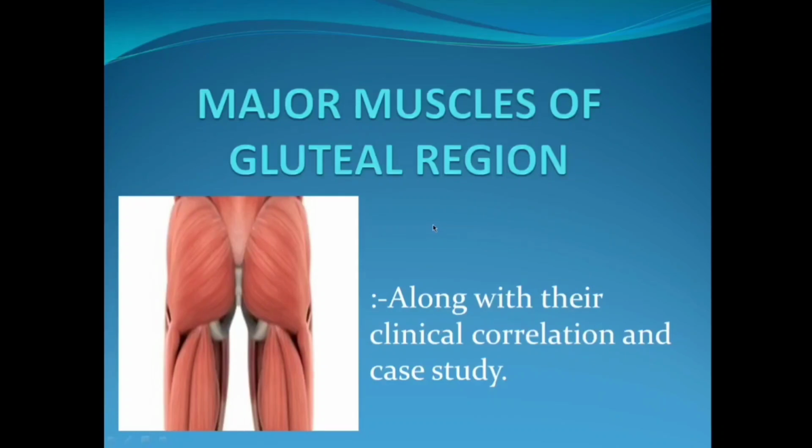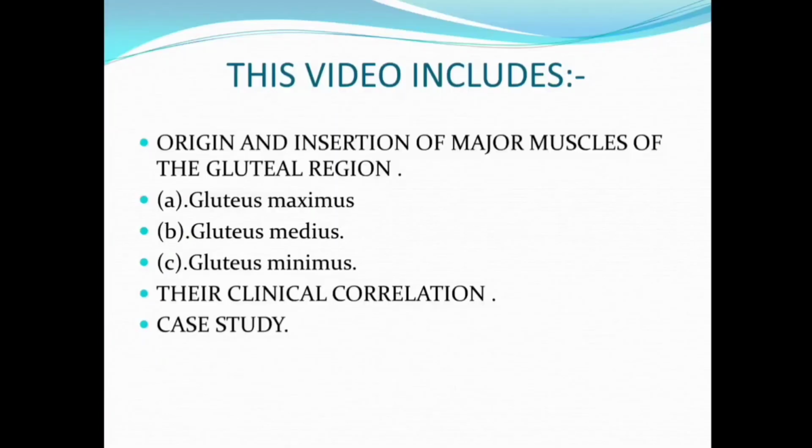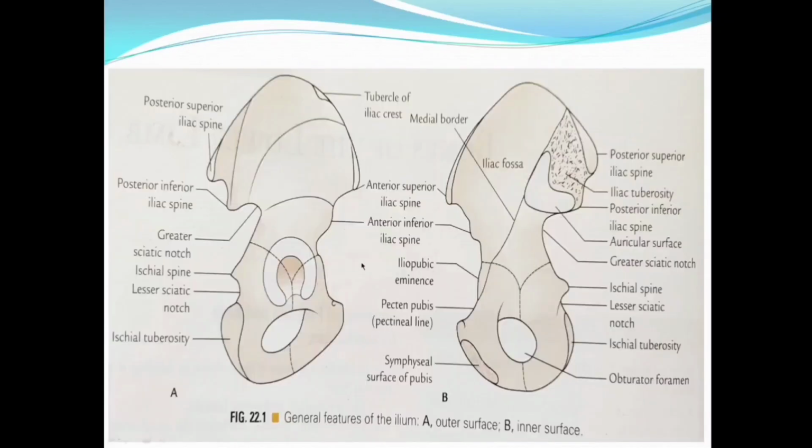In this video, we will talk about the major muscles of the gluteal region along with their clinical correlation and a case study which is based on the clinical correlation. I am going to talk about the origin and insertion of the major muscles of the gluteal region. These include gluteus maximus, gluteus medius and gluteus minimus. Then we will discuss a clinical correlation and a case study.